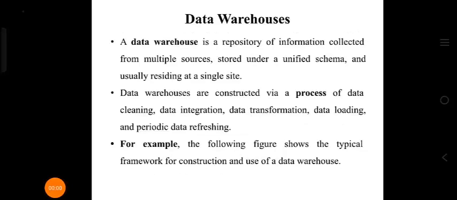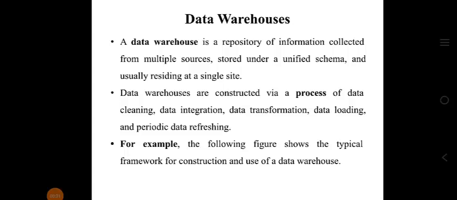Next, we continue the types of data topic. So next one is data warehouse data. A data warehouse is a repository of information collected from multiple sources, stored under a unified schema, and usually residing at a single site. Data warehouses are constructed via a process of data cleaning, data integration, data transformation, data loading, and periodic data refreshing.